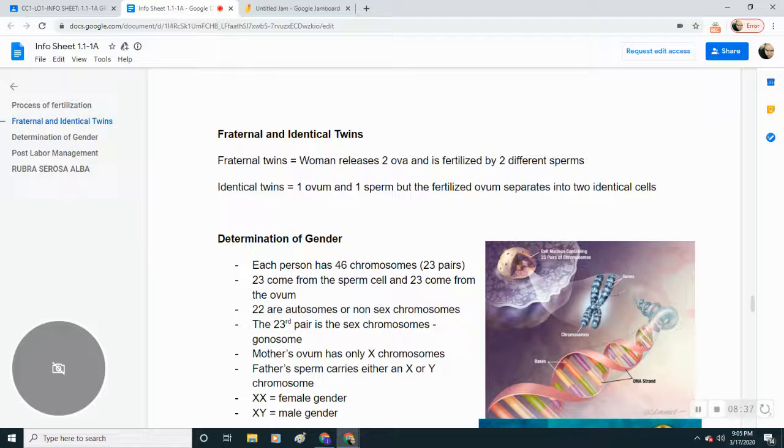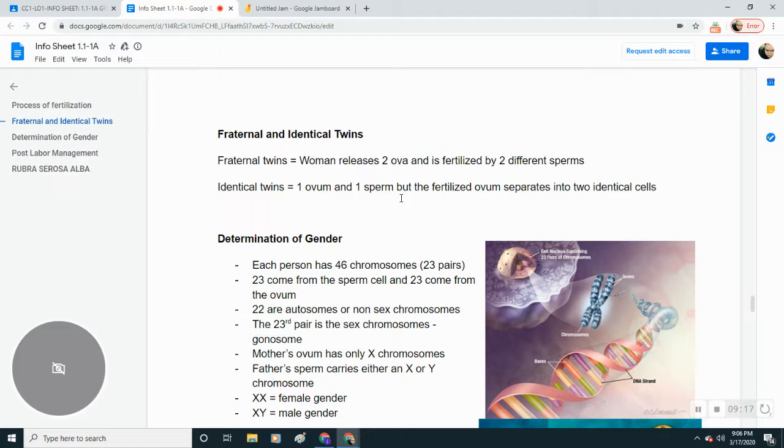Okay. So you're done watching the process of fertilization. In the video, you learned how the fertilization happens and the formation of the fetus and the embryo. Okay, so have you ever asked yourself how twins are formed? Okay, so there are kinds of twins. There is a fraternal twin and identical twins.